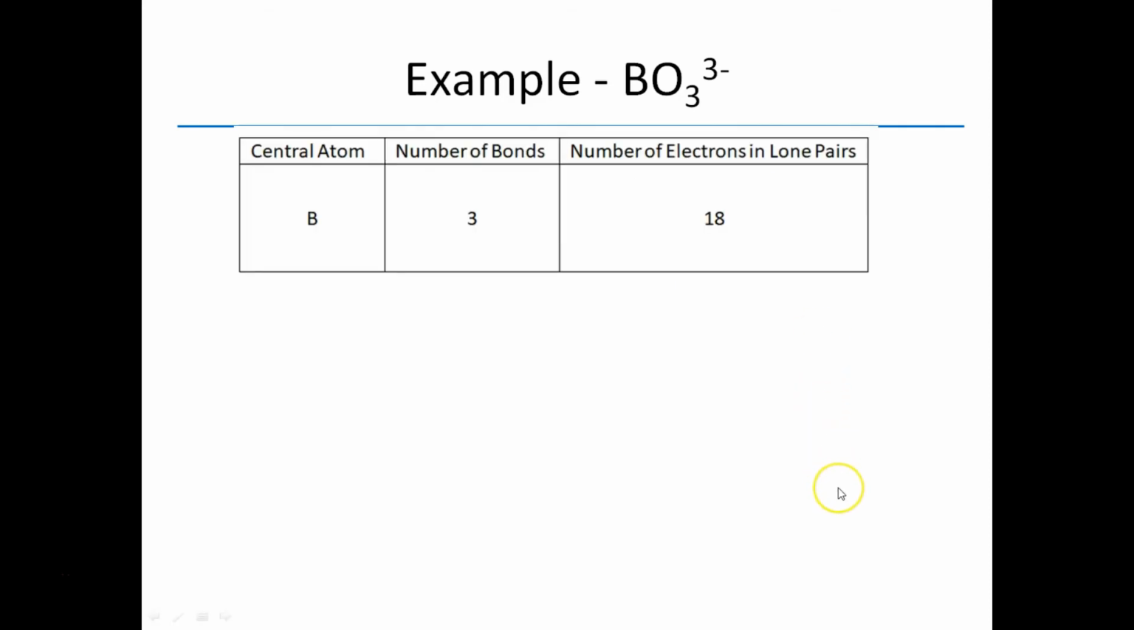So again, we're just going to summarize. Now boron has a higher bonding capacity than oxygen. Oxygen can only form 2 bonds. Boron can form 3. So therefore boron is my central atom. I have 3 bonds and 18 lone pairs.